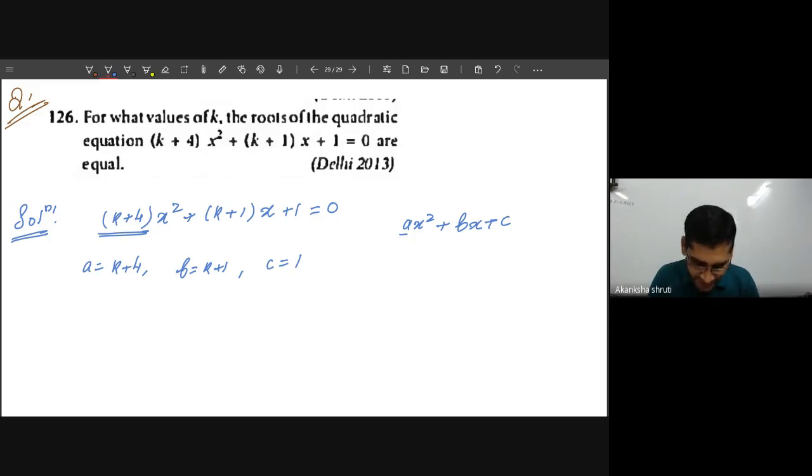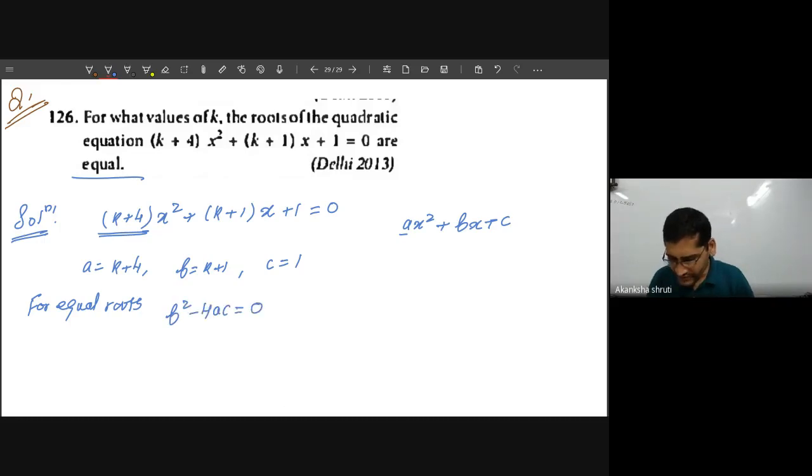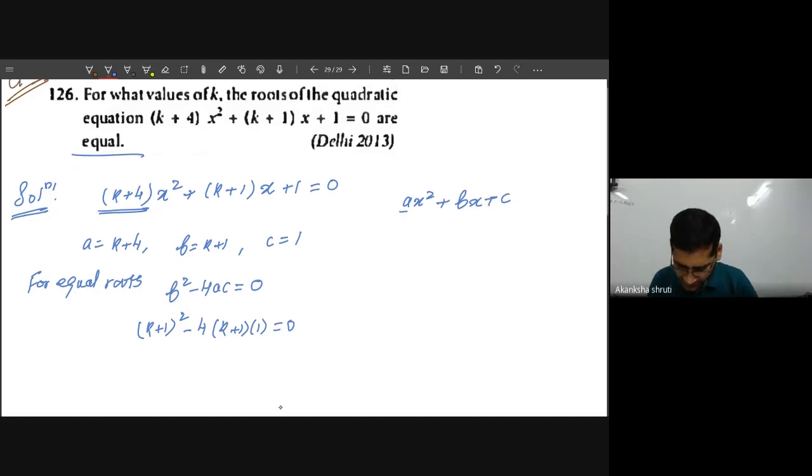Okay, for which roots are equal, you write for equal roots b² − 4ac = 0. You write this directly or first write D = 0, both mean the same thing, but at least once you have to write it. So b is (k + 1)² − 4 × (k + 1) × 1. Now you have to simplify this to convert it into a quadratic equation in k.